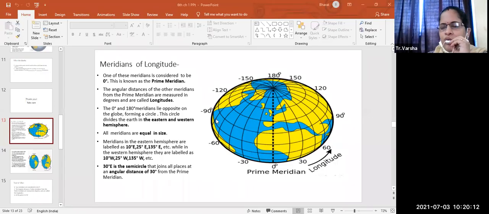Okay, we have already cleared up the parallels. Now meridians of longitude. Meridians are the lines which are drawn vertically. That is called meridians of longitude. Longitude is the name given to these lines. Now children, you know horizontal and vertical lines; in maths we have seen horizontal lines and vertical lines.